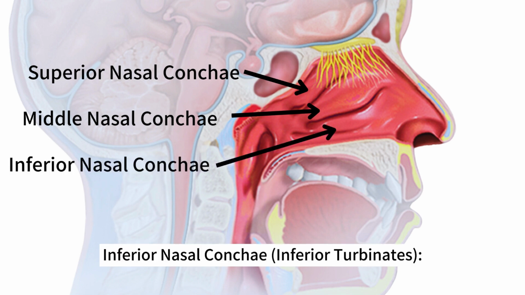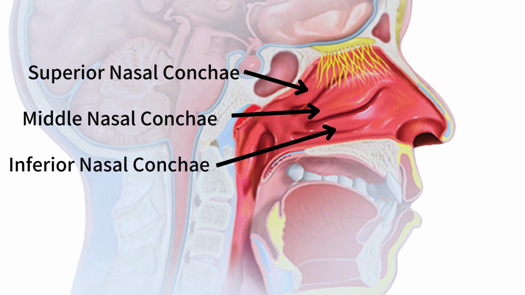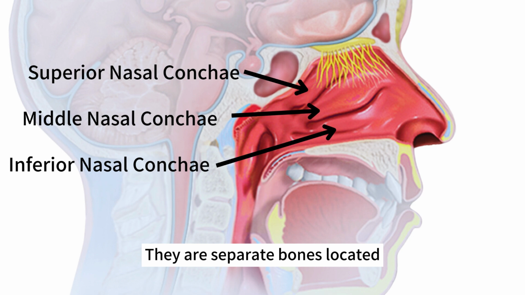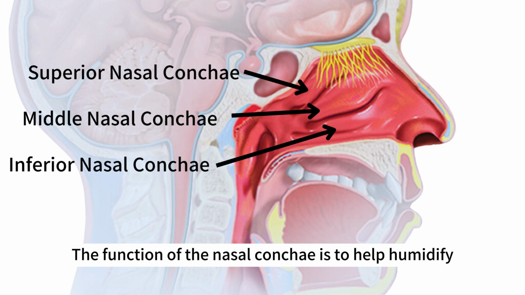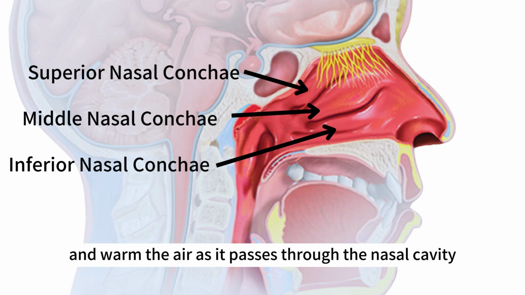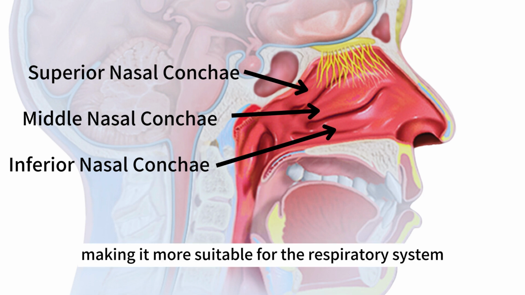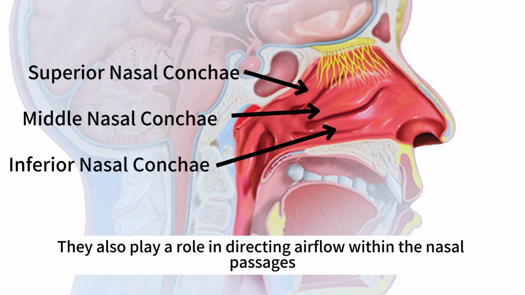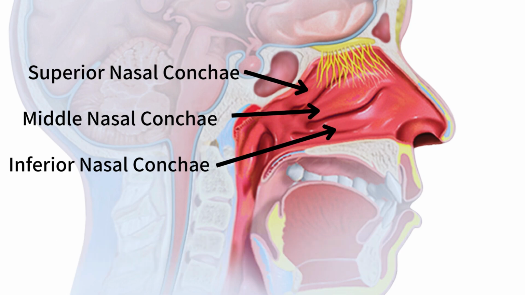Inferior nasal conchae, inferior turbinates: they are separate bones located in the lateral walls of the nasal cavity. The function of the nasal conchae is to help humidify, filter, and warm the air as it passes through the nasal cavity, making it more suitable for the respiratory system. They also play a role in directing airflow within the nasal passages.